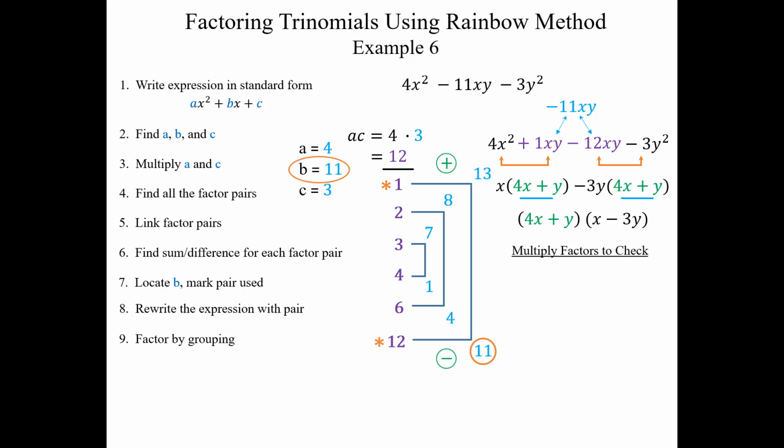So let's multiply and check these factors. So 4x times x gives us 4x squared. 4x times a negative 3y gives us a negative 12xy. X times y gives us xy, and the last, y times a negative 3y, gives us a negative 3y squared. Combining our like terms, we end up with 4x squared minus 11xy minus 3y squared. So our factors check when we multiply them together.